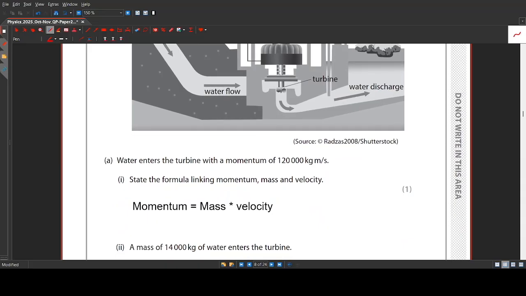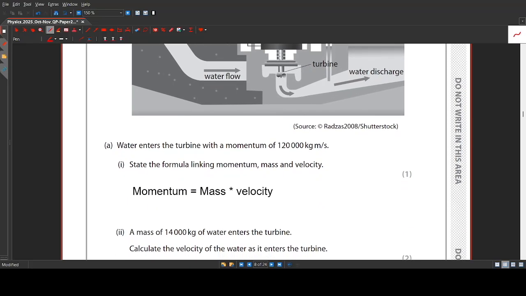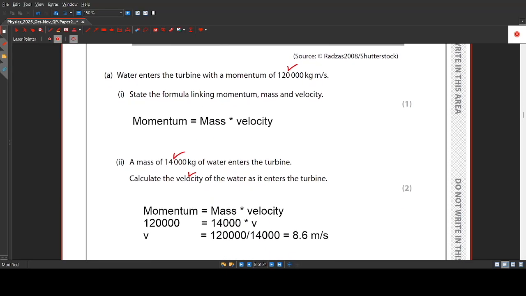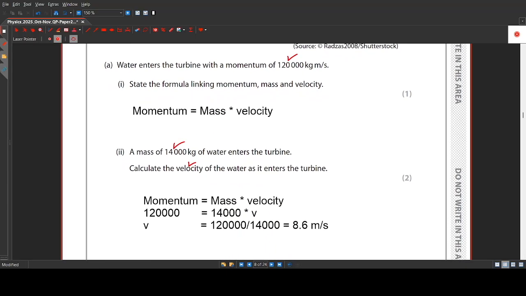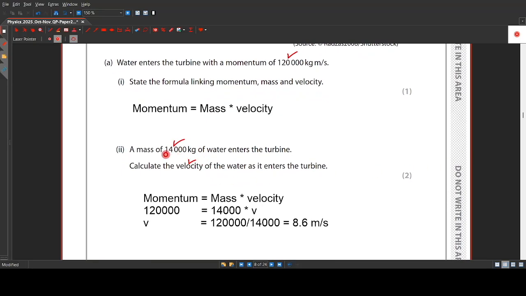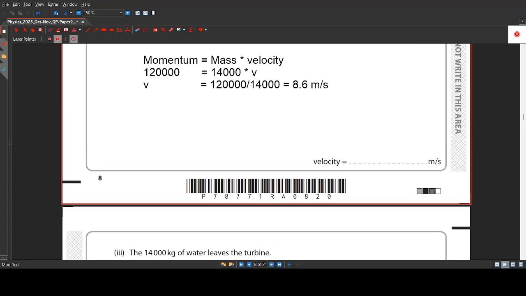A mass of 14,000 kg of water enters the turbine. Calculate the velocity of the water as it enters the turbine. So we know the momentum of water as it enters the turbine, which is 120,000 kg meters per second. We also know the mass of the water that enters the turbine. We have been asked to calculate the velocity. So we just substitute these values over here. We substitute the momentum over here. We substitute the mass over here. And then we just make velocity the subject in order to calculate the velocity of the water as it enters the turbine. So that would be 8.6 meters per second. Make sure you write the answer to this question to two significant figures because the figures used are in two significant figures. All right. Let's move to the next question.